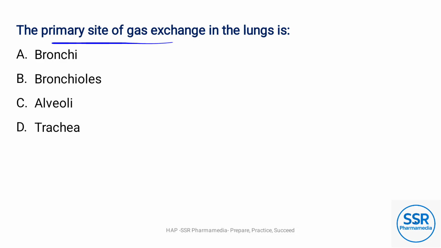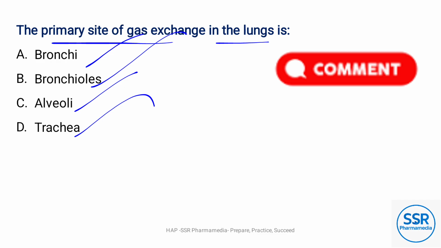Next, the primary site of gas exchange in the lungs is: option A, bronchi; option B, bronchioles; option C, alveoli; option D, trachea. So tell the answer in the comments.